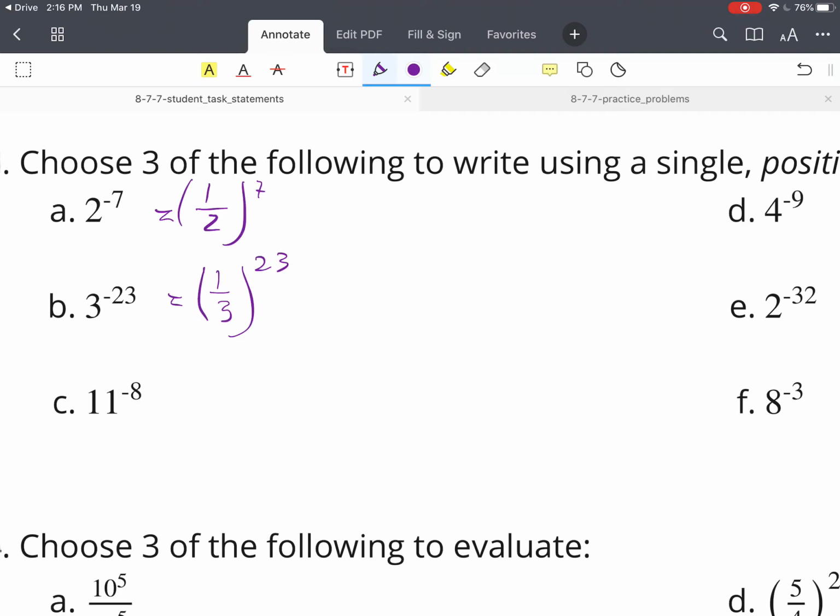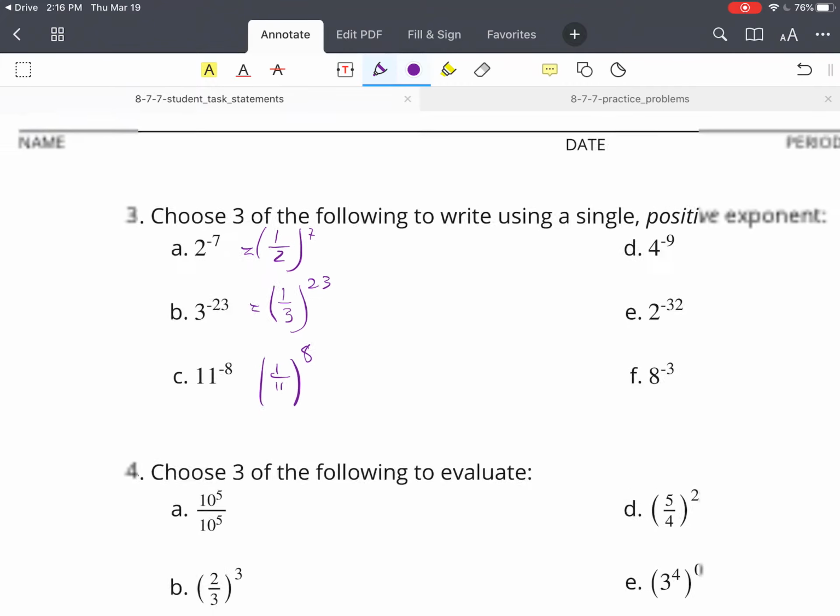And then C, what do you think? Yep, I agree. Tomatoes. 1/11 to the 8th power.